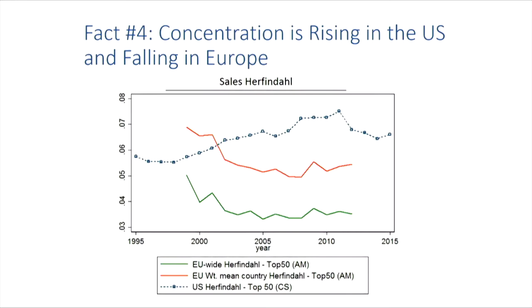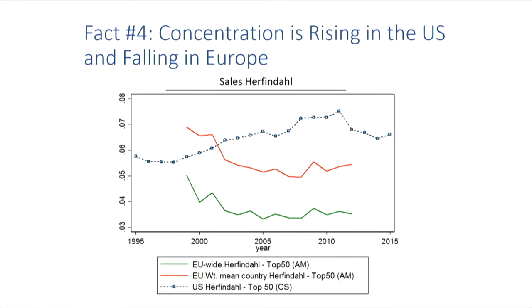So for a particular industry, you would look at this industry, but you would look at players in all of the European countries to compute your Herfindahl Index. Now, mechanically, that Herfindahl Index is going to be lower than the red one, but the trends are very similar. Okay? So my sense is that there's clearly a trend towards less concentration in Europe, both at the country level and at the EU level.